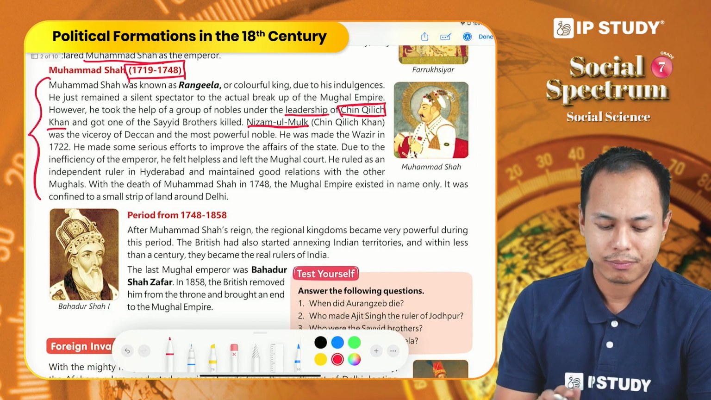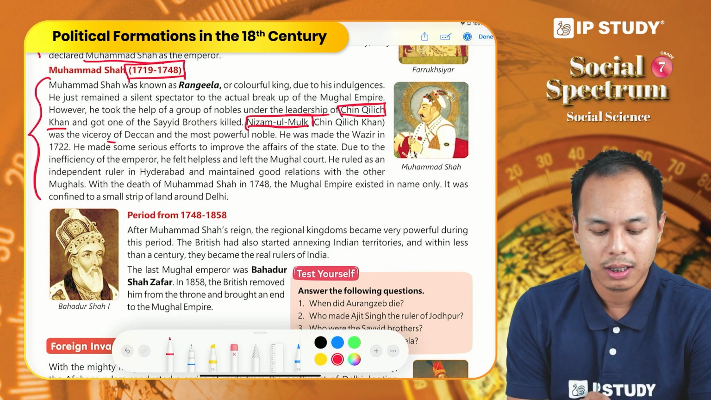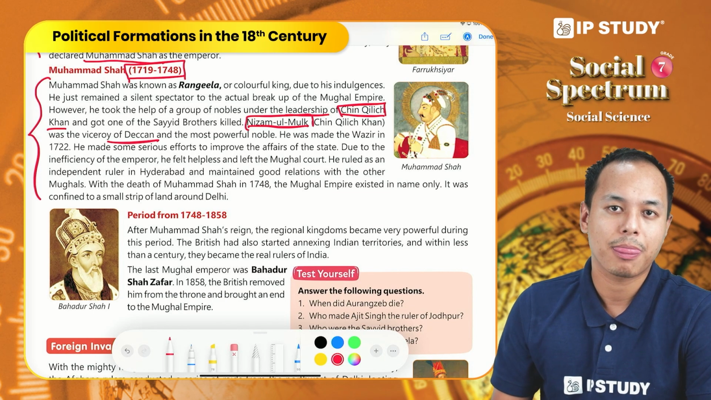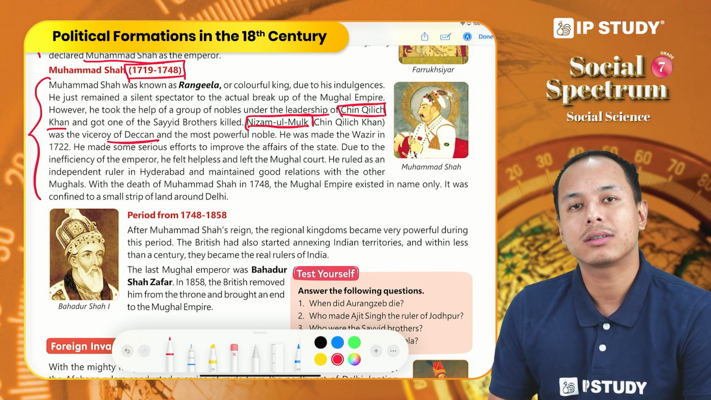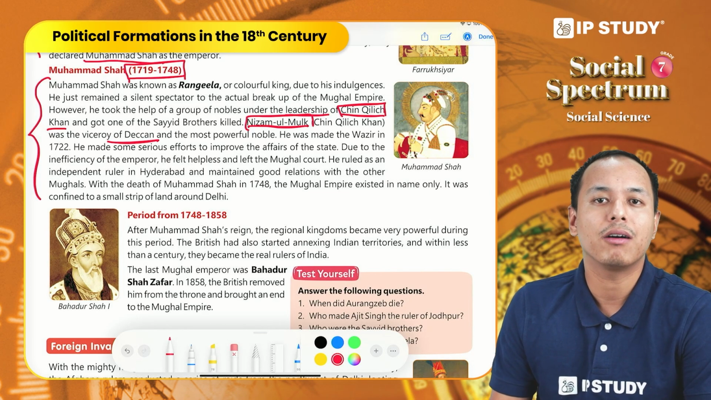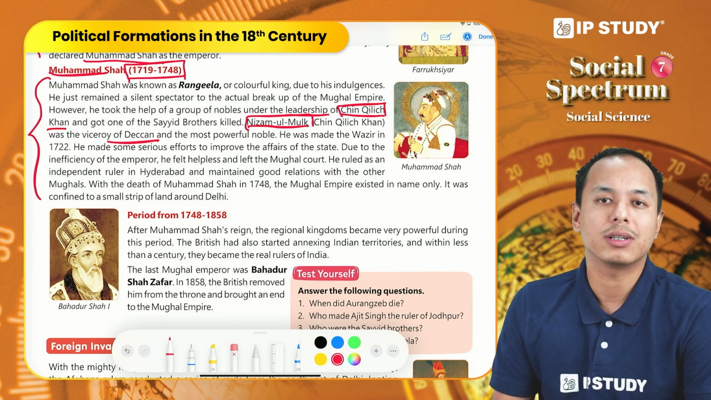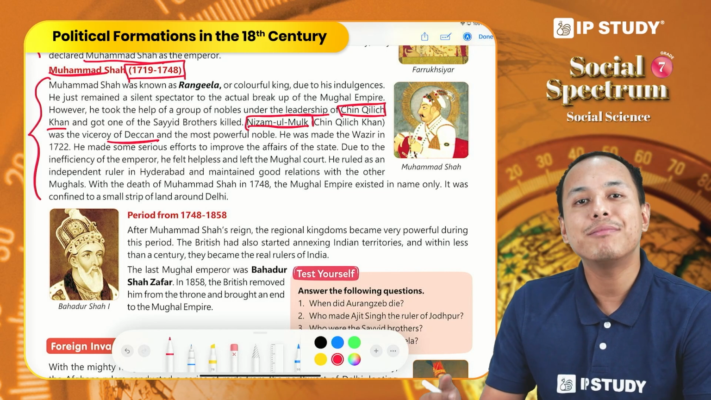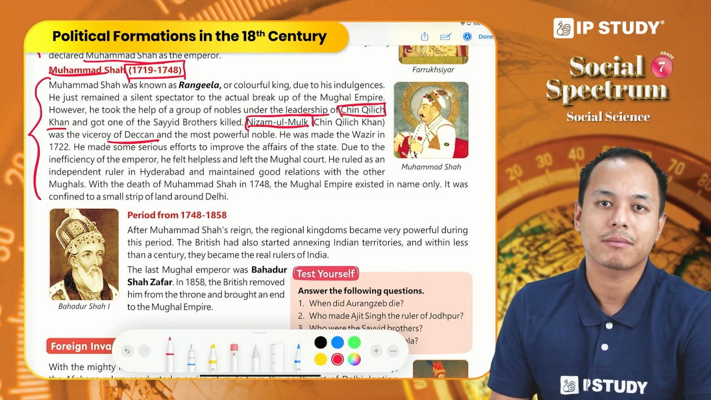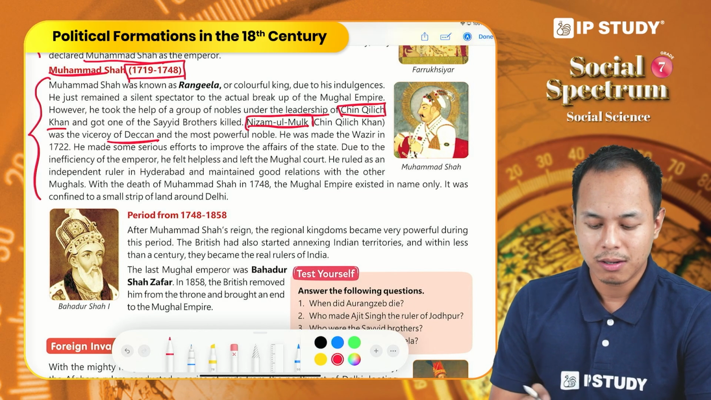So he made Nizam ul Mulk the viceroy of Deccan. And Nizam ul Mulk tried to do some good with the affairs of the state. However, because of the inefficiency of the Mughal emperor, that is Muhammad Shah, he could not do much. So what happened? He left the Mughal court and independently started to rule Hyderabad. However, he maintained a close and friendly relation with the other Mughals.